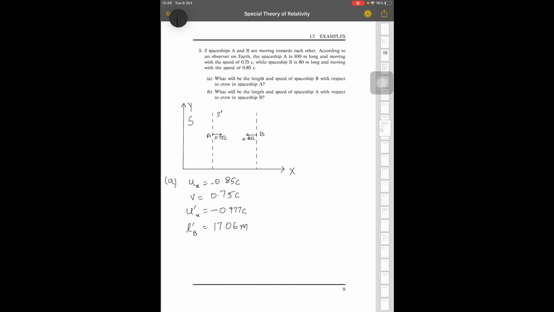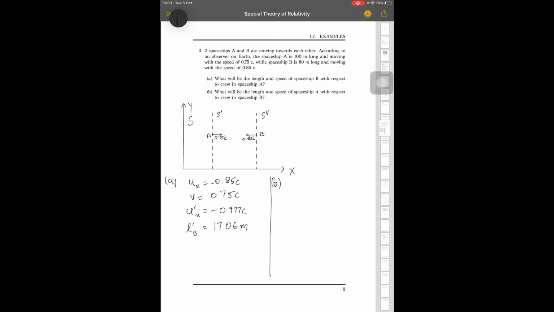And so you see the length of the object becomes very small as our speed approaches the speed of light. Now for the B part, we will take the frame of spaceship B to be the S double dash frame so that we don't get confused later on.